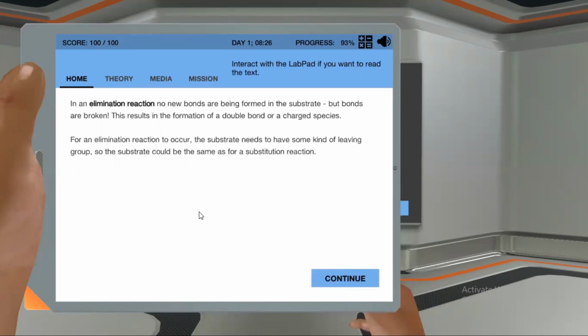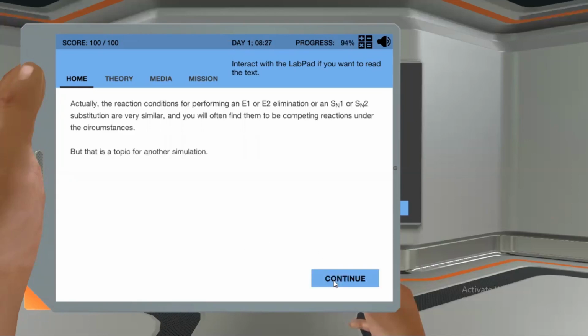In an elimination reaction, no new bonds are being formed in the substrate, but bonds are broken. This results in the formation of a double bond or a charged species. For an elimination reaction to occur, the substrate needs to have some kind of leaving group, so the substrate could be the same as for a substitution reaction. Actually, the reaction conditions for performing an E1 or E2 elimination or an SN1 or SN2 substitution are very similar, and you will often find them to be competing reactions under the circumstances. But that is a topic for another simulation.